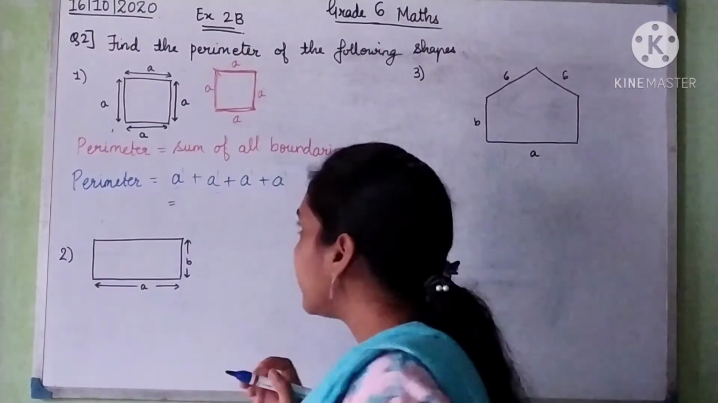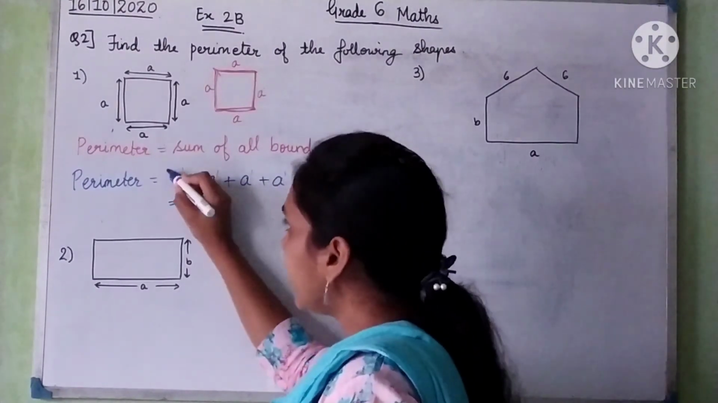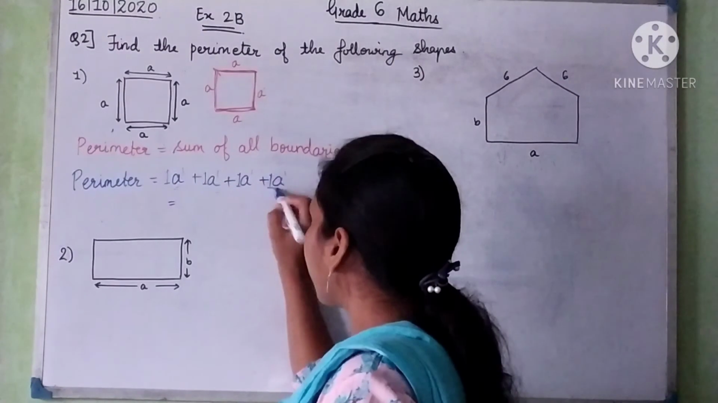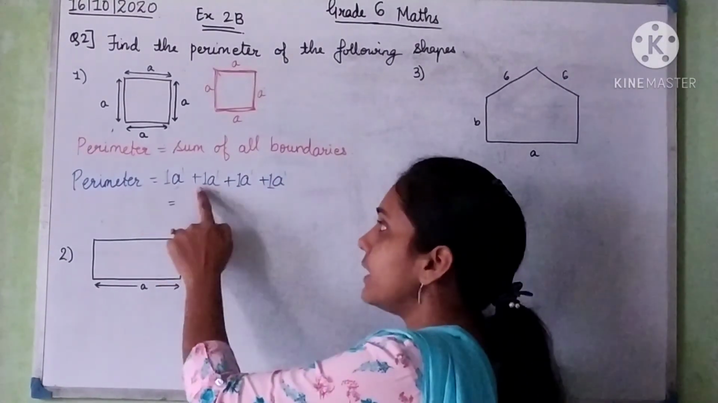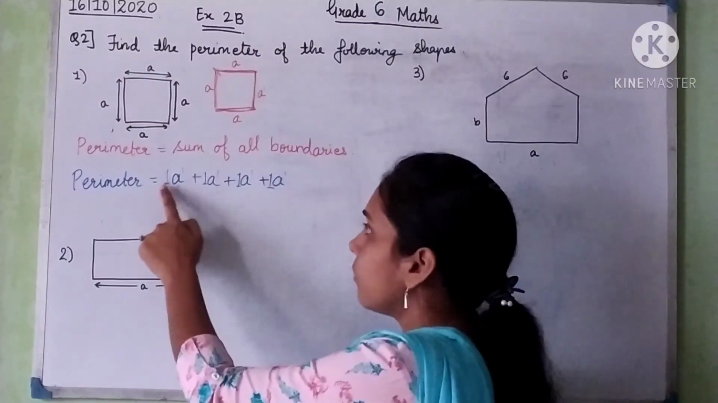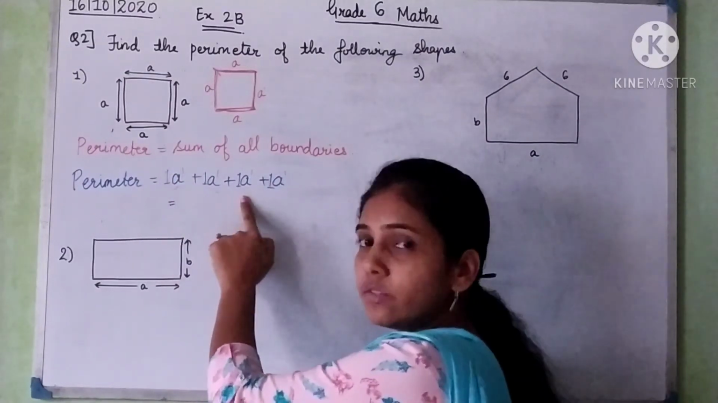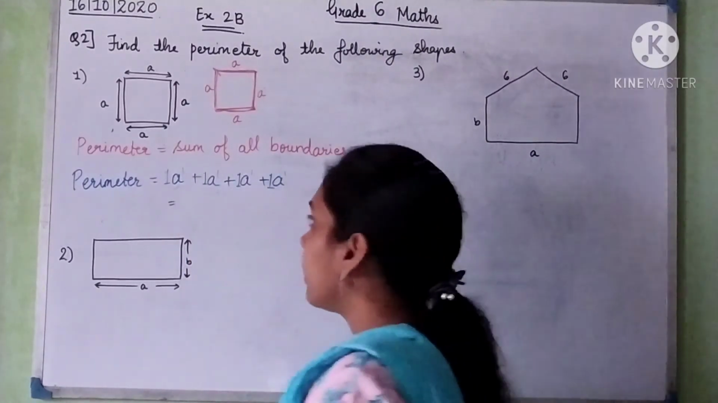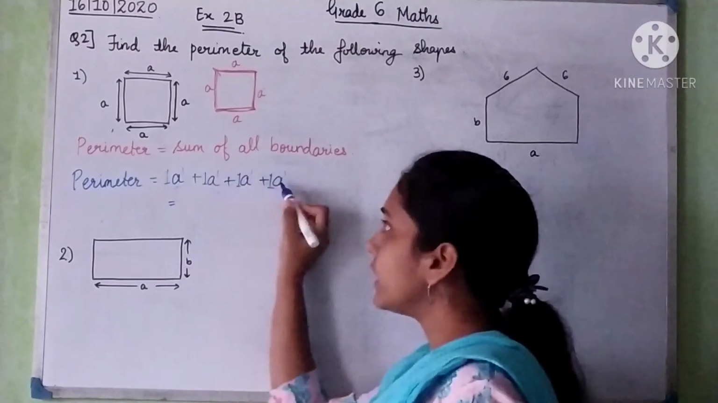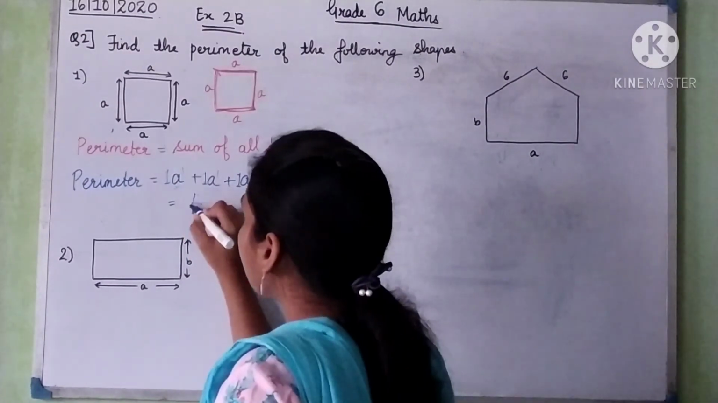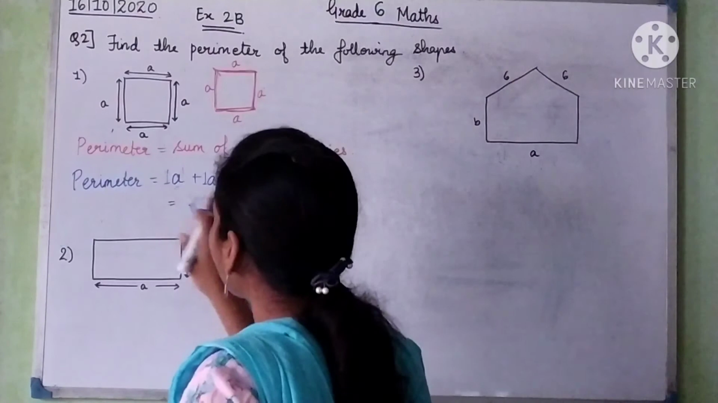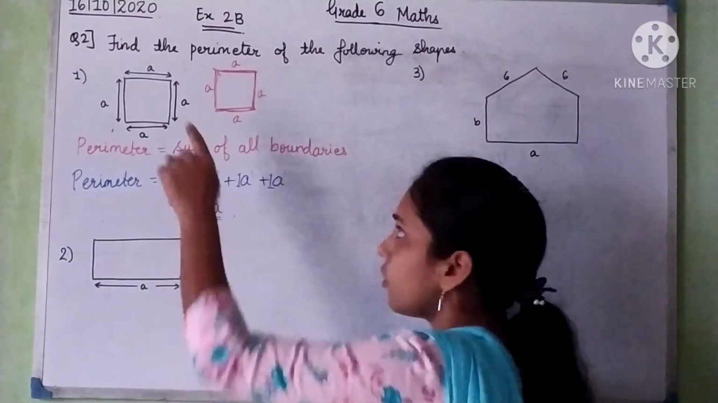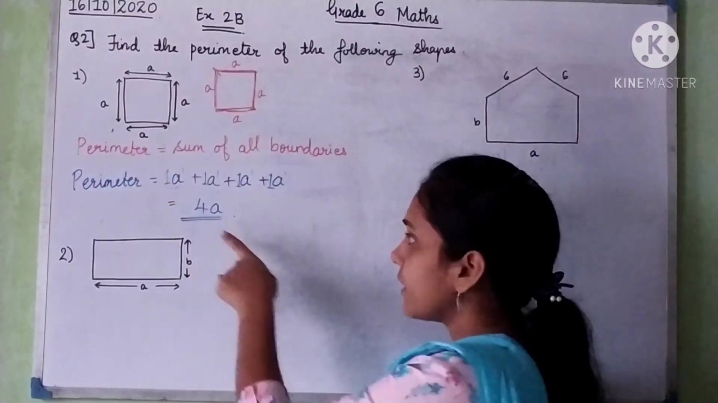So how do we add these like terms now? A means what? It is 1A. So all these are 1A, 1A, 1A. Now we will add these numbers only. So 1 plus 1 is 2. 2 plus 1 is 3. 3 plus 1 is 4. And the variable is A. So the sum of all these 4 A's is 4A. So the answer is 4A. So the perimeter of this square is 4A.